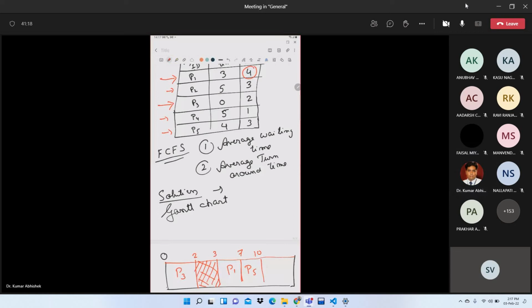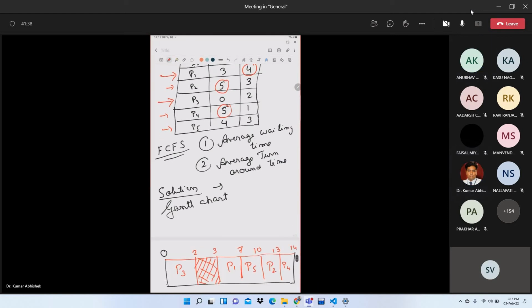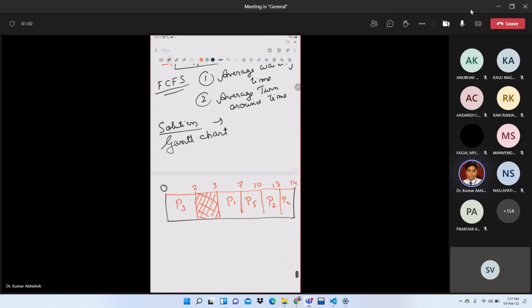Then we have a tie. Yes or no? Yes, sir, we have a tie. Now see, what I will do is execute P2, up to 13. Then I will execute P4, up to 14. Okay. Is this Gantt chart clear? How to draw a Gantt chart?